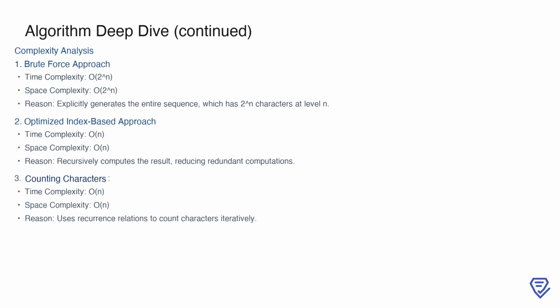In contrast, the optimized index-based approach has a time and space complexity of n, as it recursively computes results while avoiding redundant calculations. Similarly, for counting characters, the time and space complexity is n, since we use recurrence relations to compute the counts iteratively. These optimizations significantly reduce the computational overhead, making the solution scalable for larger values of n.